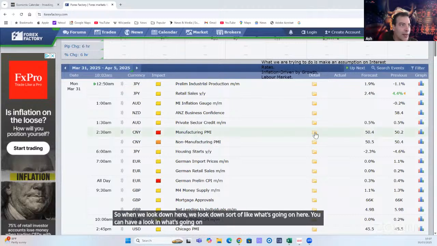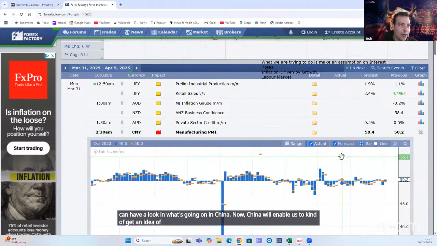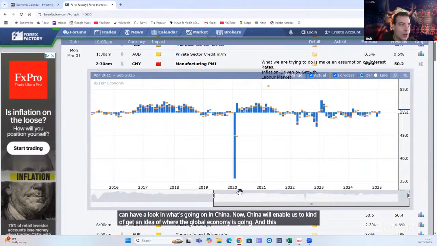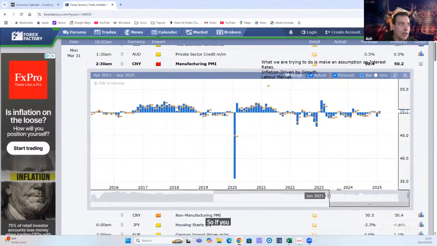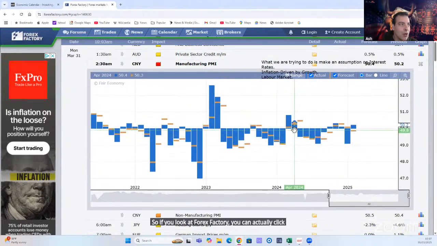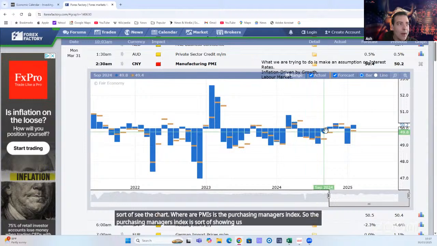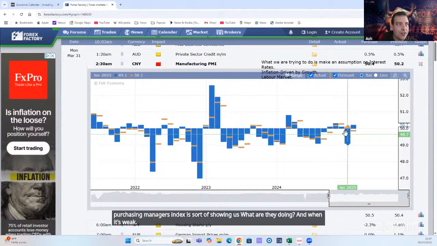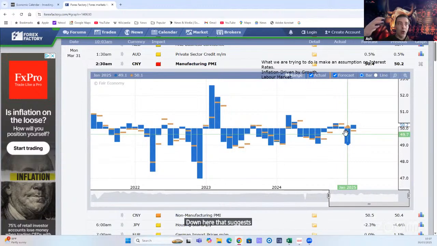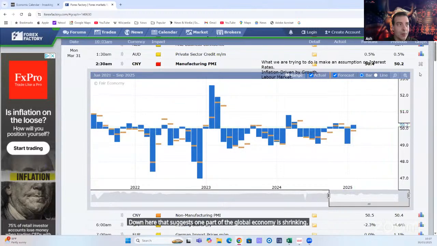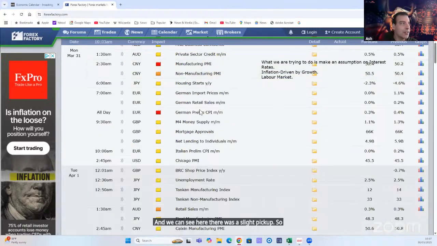Now, China will enable us to get an idea of where the global economy is going, and this is quite important. If you look at Forex Factory, you can click on the event and see the chart. Where are PMIs? This is the Purchasing Managers Index, showing us what they are doing. When it's weak down here, that suggests one part of the global economy is shrinking. We can see there was a slight pickup. Above 50 suggests there's some growth there.